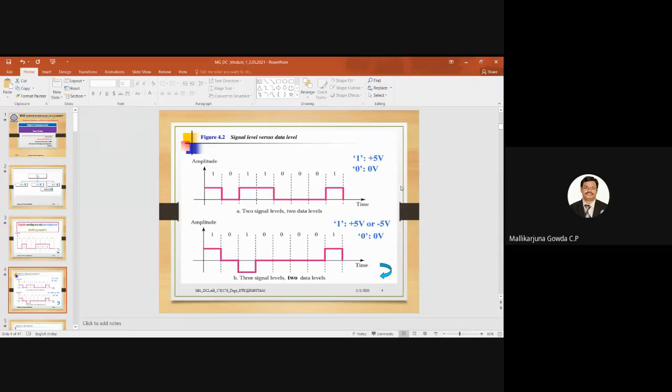Yes, my dear students should respond. Data level means it is digital data, zeros and ones. Signal level means how I represent that digital data with what voltage level. I said data 0 is represented by 0 volts and data 1 is represented by plus 5 volts. In that case, I have 2 signal levels and 2 data levels. In another case, I can represent digital data 0 by 0 volts and digital data 1 by either plus 5 volts or minus 5 volts. In that case, it has 3 signal levels, and the data level is only 2. Having clarity about this, let me take up the next one.